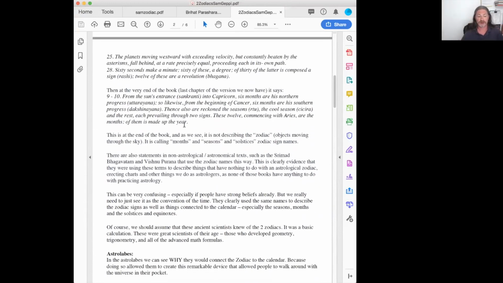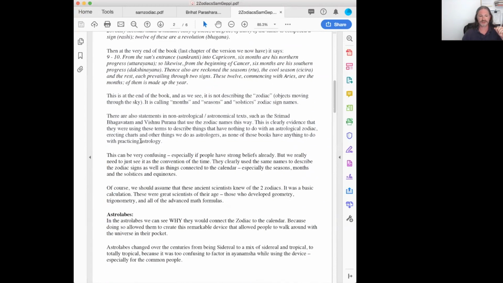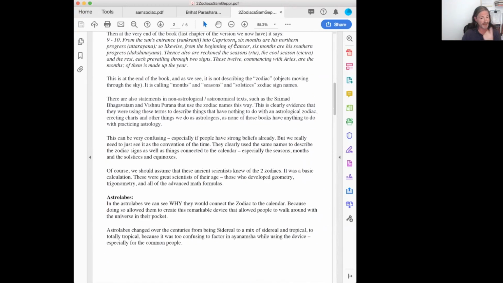But now let's go to the end of Surya Siddhanta. Let me just do this, because we'll see this example. At the very end of the book of the Surya Siddhanta, it says, from the sun's entrance into Capricorn, 6 months are his northern progress. So likewise, from the beginning of Cancer, 6 months are his southern progress. Thence also are reckoned the seasons, the cool season and the rest, each prevailing through 2 signs. These 12, commencing with Aries, are the months. Of them is made up the year.